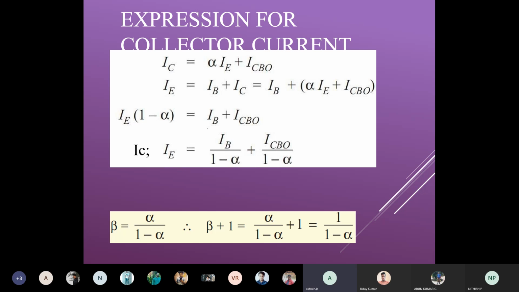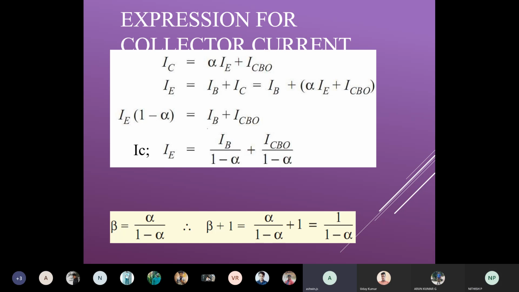Guys, beta plus 1 is equal to 1 by 1 minus alpha. Gamma is equal to 1 by 1 minus alpha. Then what is the relation between beta and gamma? Same, sir. Same. So gamma is equal to 1 plus beta, right? Yes, gamma is equal to 1 plus beta. So that is the final expression.